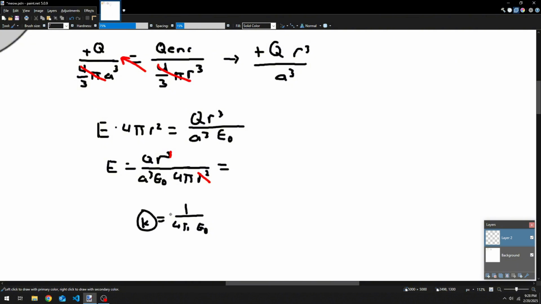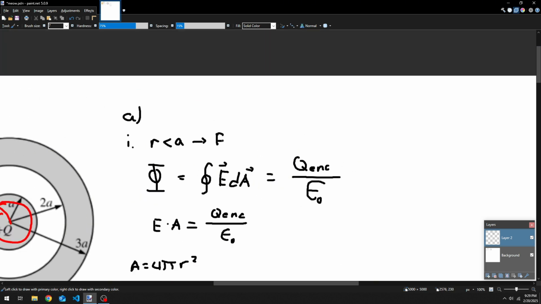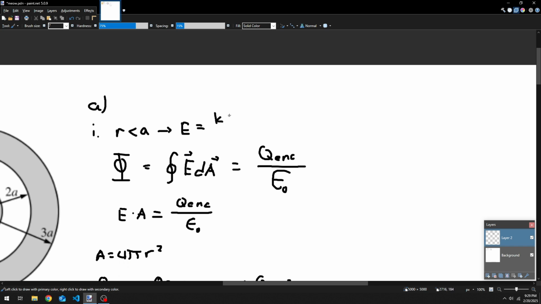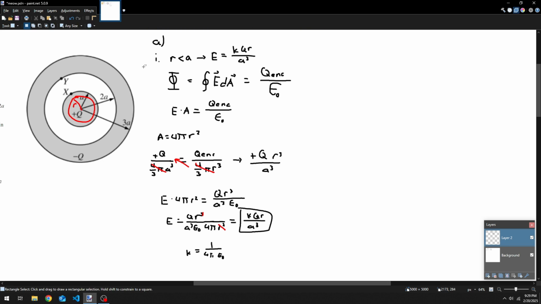This is the Coulomb's constant, and so we pretty much have that here, so we can just multiply k Q r, divide that by a cubed, and this is our final answer. So I'll just write E equals, and this is the magnitude, by the way, kQr over a cubed. And so that was the first section.